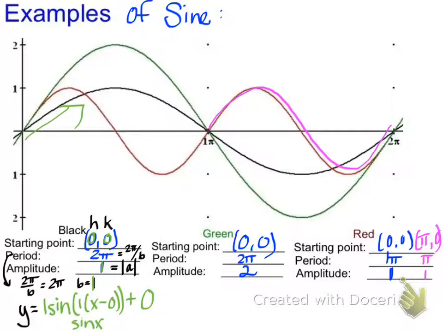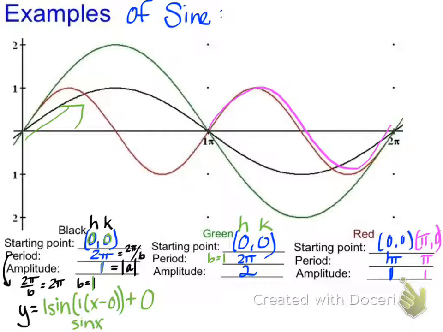So let's take a look at the green rule for the next rule that we're going to write. So the green rule again, H and K, if it's sine, H and K are exactly the starting point. Now for the period, notice that the period is 2 pi, so my period factor is 1 because the period did not change. And again, it's because 2 pi divided by 1 is 2 pi. 2 pi divided by B is the period.